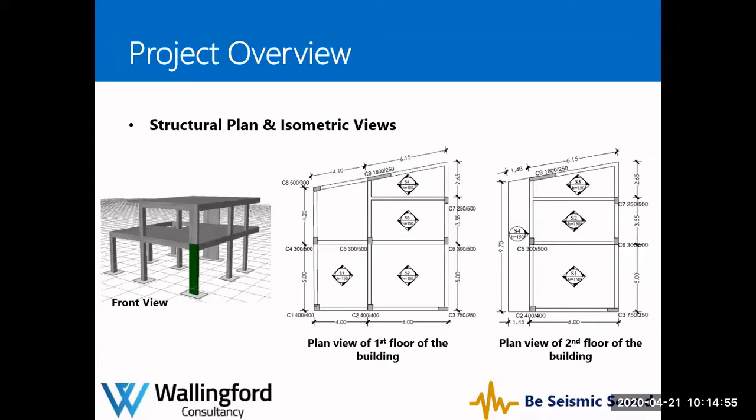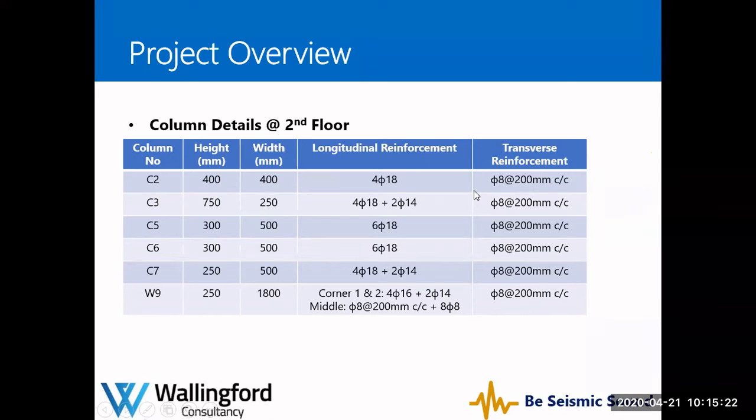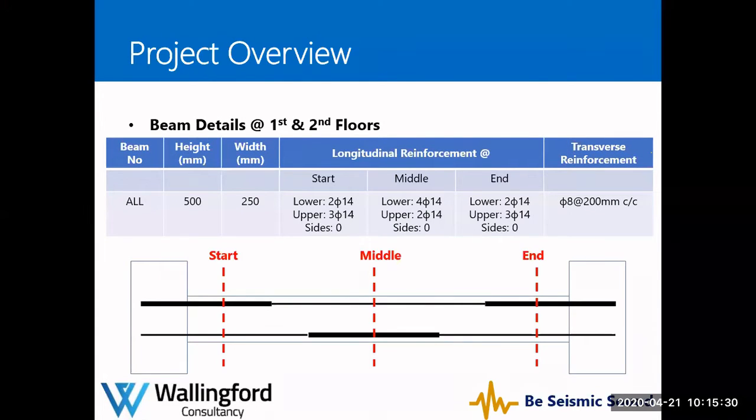Okay, build our models. All right, so I provided some of the details here, which is the column details. These are the column size, column reinforcement and stirrup reinforcement that we're going to insert into our model later on. For the first floor, from the finished floor level to the foundation top level is about 1 meter. All right. So I also give you the detail of the second floor. Actually, the first floor and second floor column details are more or less quite similar.